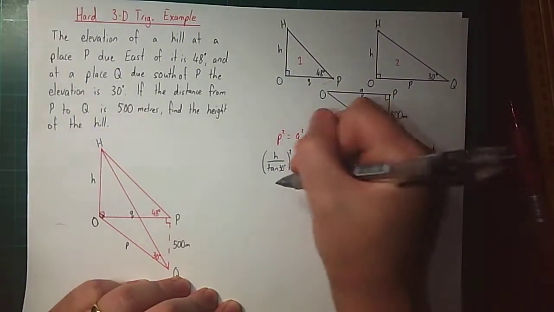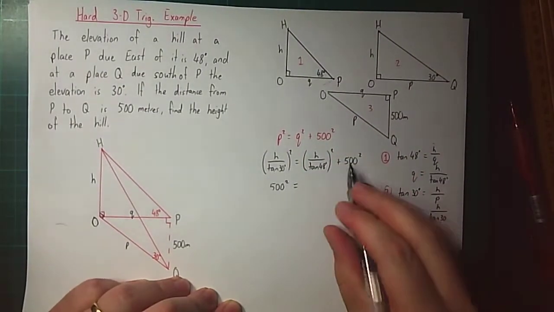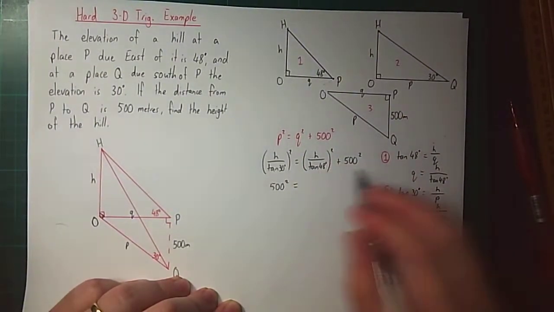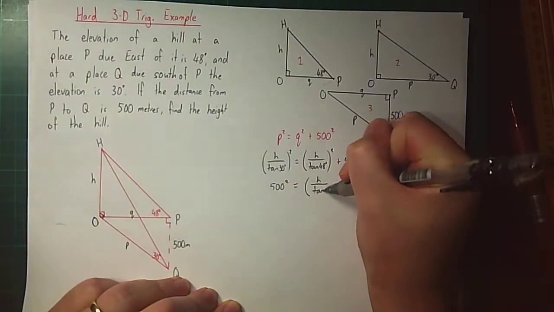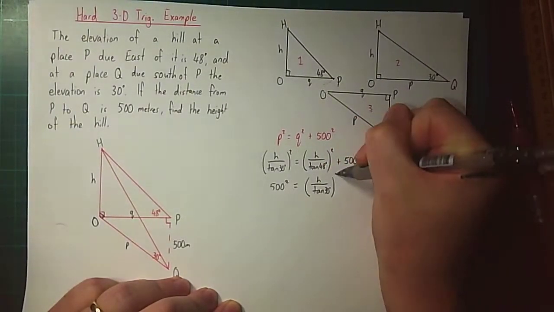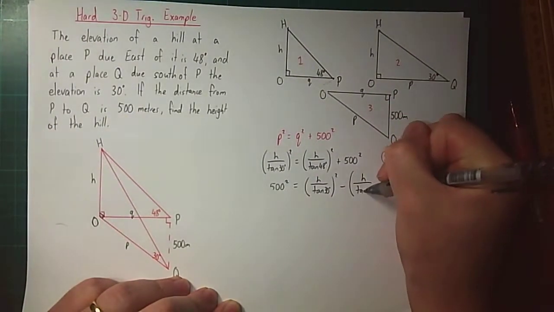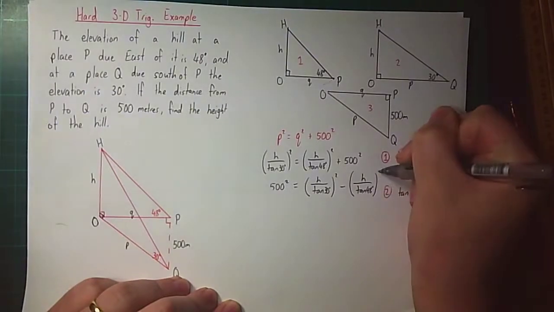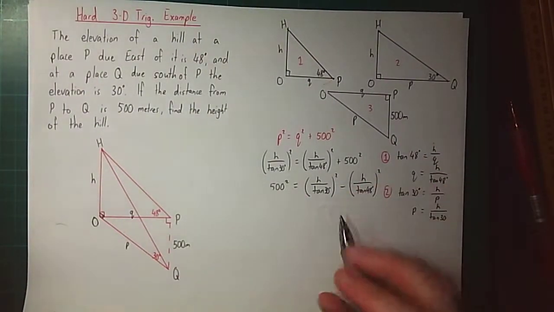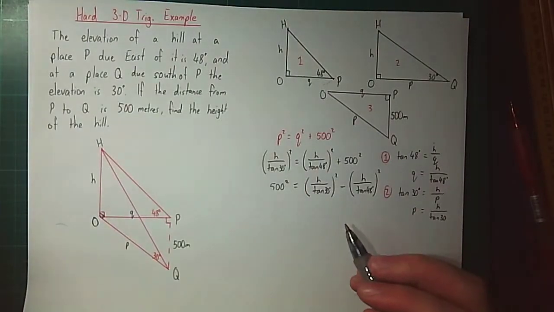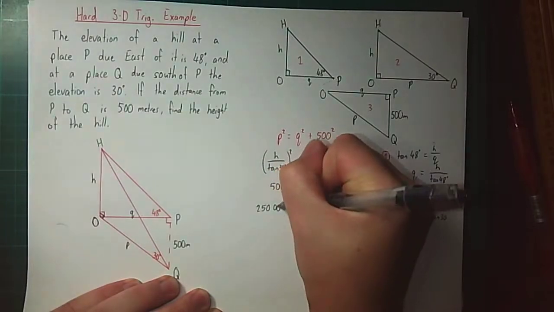So if we have 500 squared, to get 500 squared on its own, we need to subtract this. So we're going to have a positive H over tan 30 squared, and we're going to be taking away H over tan of 48 squared. In order for this to work, I'm going to have to evaluate some things. 500 squared is going to be 25 with 4 zeros.